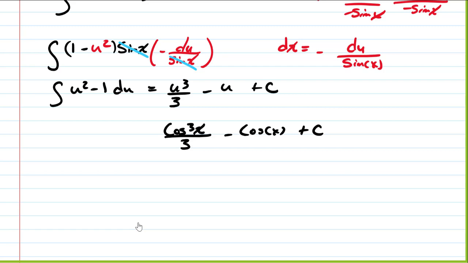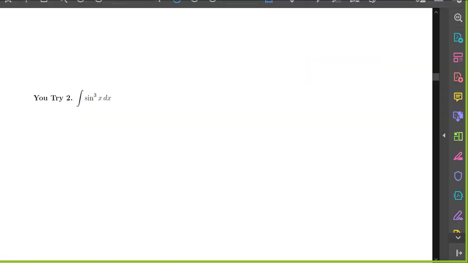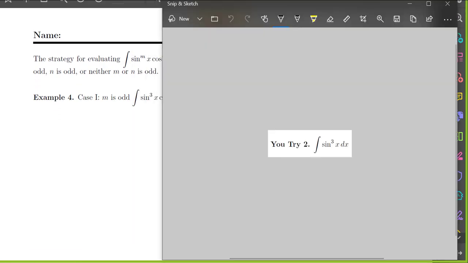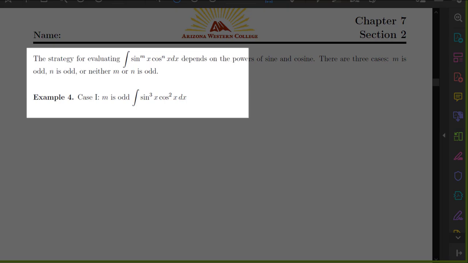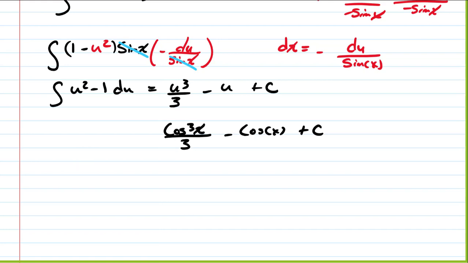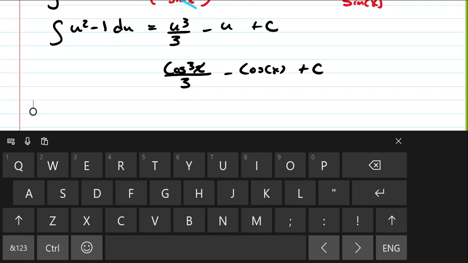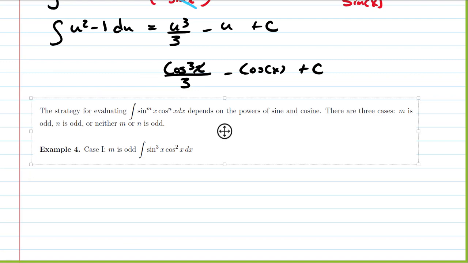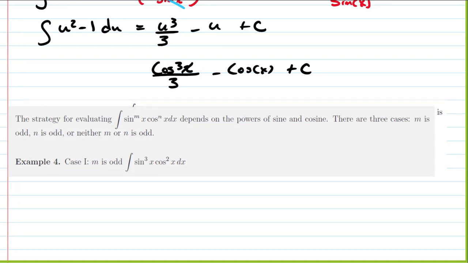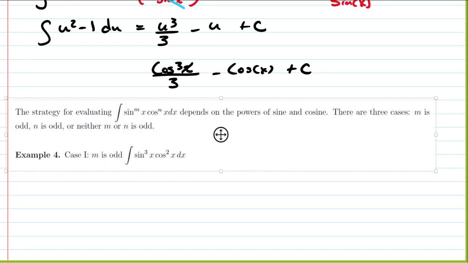All right, so let's do a couple more examples. So our next one involves a mixture. So the strategy for evaluating products of sine and cosine depends on the exponents on sine and cosine. So there are three cases. m is odd, n is odd, or neither m nor n is odd. Those are the only cases we care about.